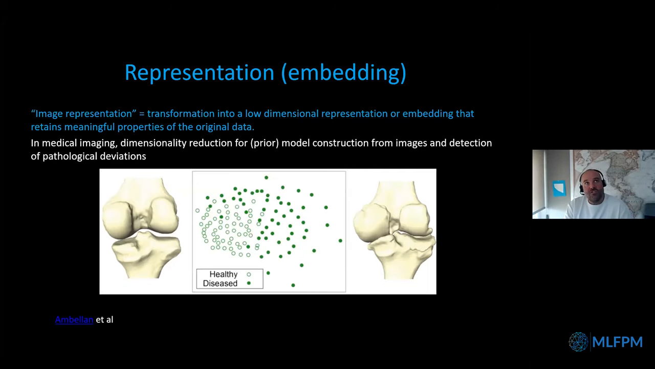And the nice thing about registration is that you can also then work towards image representation or embedding. An image representation is basically or often a transformation into a low dimensional representation that still retains meaningful properties of the original data, right? As I mentioned in the beginning of the talk, an image is really big in data.